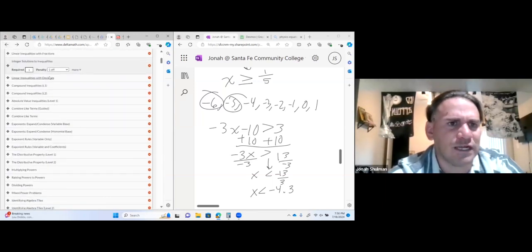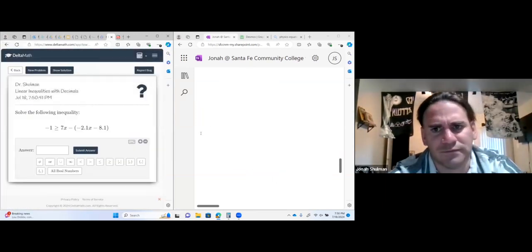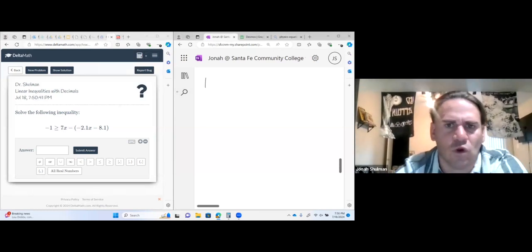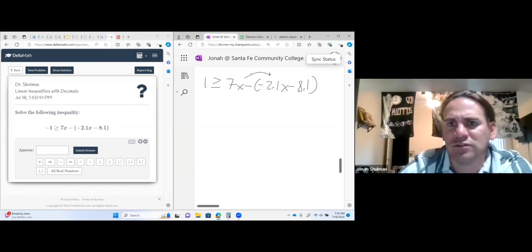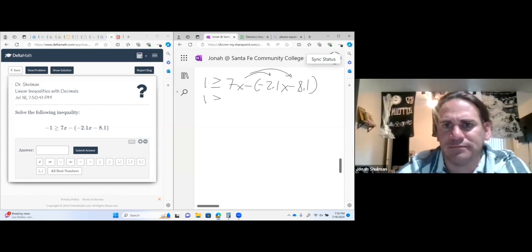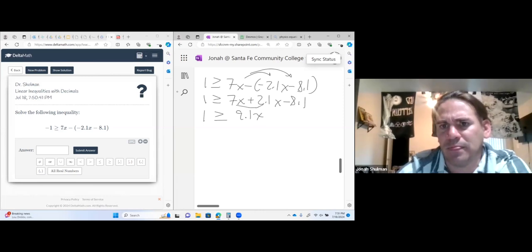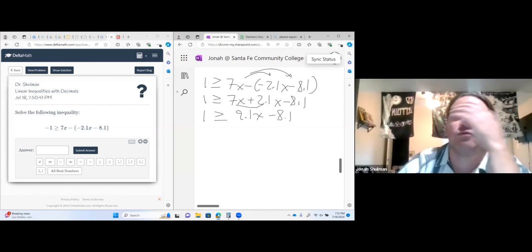Now let's do one. We did a fraction, so let's go decimal. Same idea. 1 is greater than or equal to 7x minus (-2.1x minus 8.1). Wild. First thing I'm going to do is distribute that business. 1 is greater than or equal to 7x plus 2.1x minus 8.1. So 1 is greater than or equal to 9.1x, I combine them, minus 8.1.